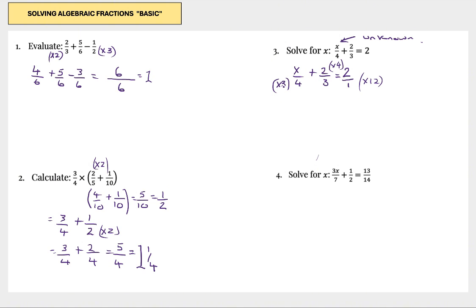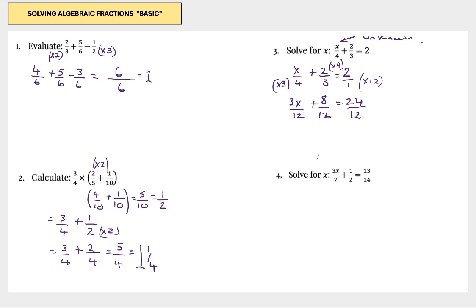So that's going to be 3x over 12 plus 2 times 4 is 8 over 12. 2 times 12 is 24. 1 times 12 is 12. So that's looking pretty good.